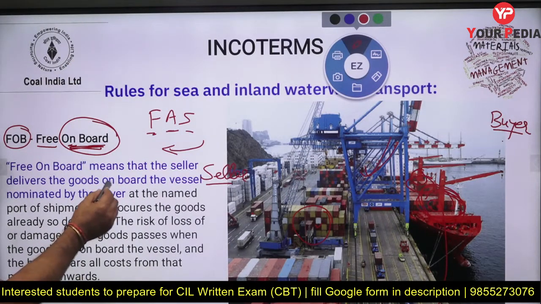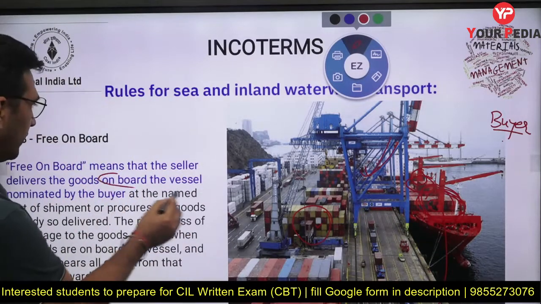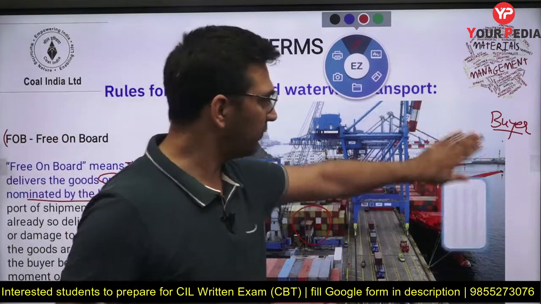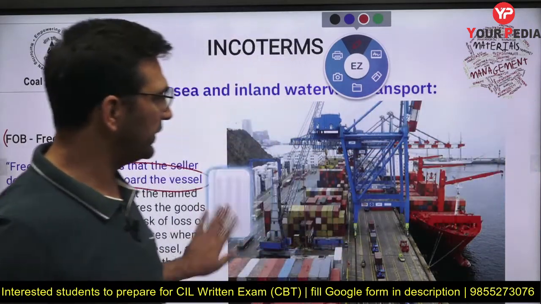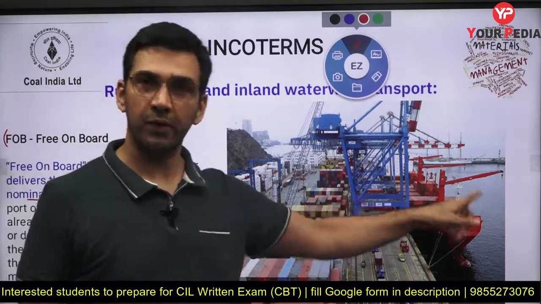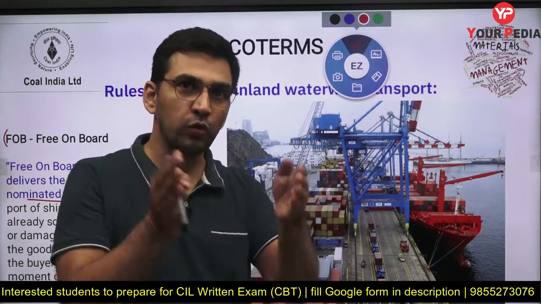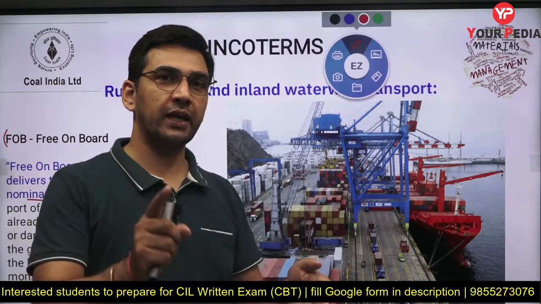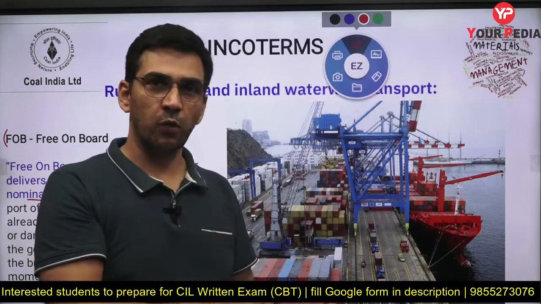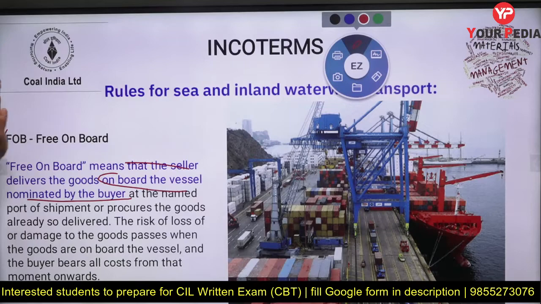So free on board means that the seller delivers the goods on board the vessel. Vessel मतलब ship. On board the vessel nominated by the buyer. अब buyer ने बताया होगा कि ये vessel है. It's the same thing as FAS also. The only difference is the buyer will be telling you, okay, go to this place, इस port पे, यहाँ पे deliver करो. Because in one port you could have a number of terminals also. तो buyer बताएगा कि जो ship है, that will come to terminal number, let us say 2 in Tokyo port. You just bring it and put it over there, either based upon FAS or FOB.